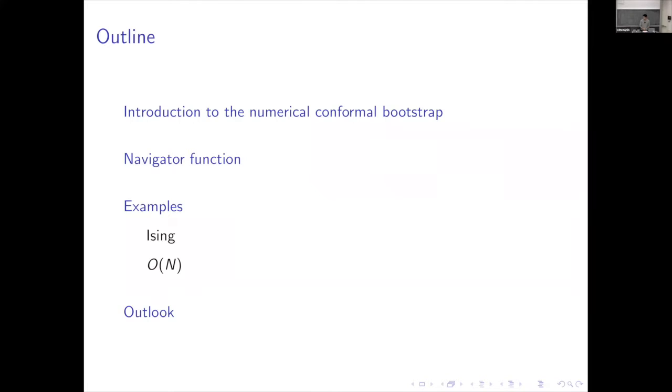So the outline of the talk is the following. I'll try to give a very brief introduction to what the numerical conformal bootstrap is, for those that don't know. And then I'll present the Navigator function, show what it looks like and what it enables us to do in these two simple examples of the Ising model and the O(N) models.